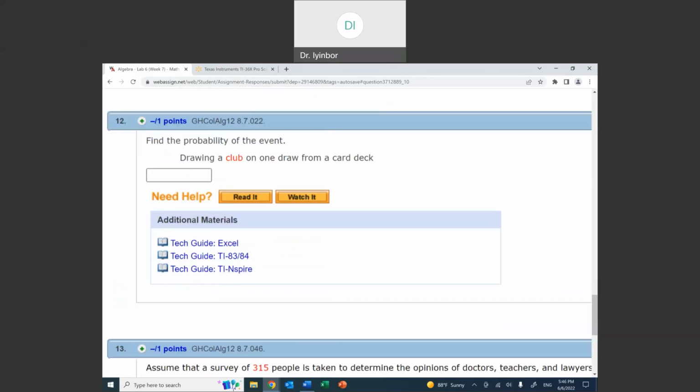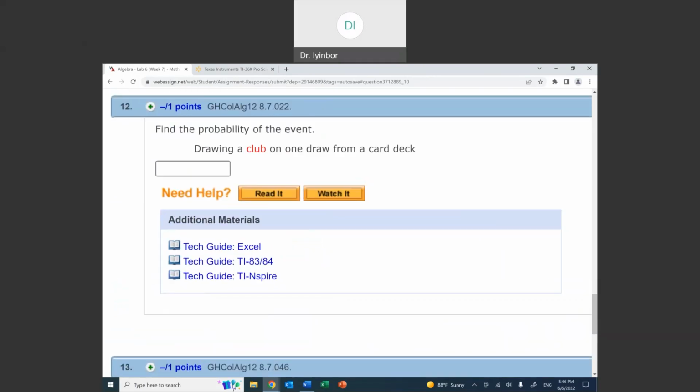So what is the probability of drawing a club? Now, when you're talking about cards, there are 52 cards. There are 4 different suits: we have heart, diamond, club, and spade. So what is the probability of drawing a club? Club is one of those out of 4. So the probability is 1 out of 4.